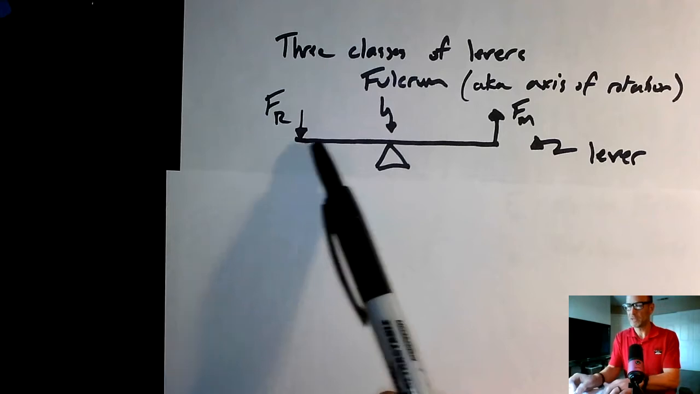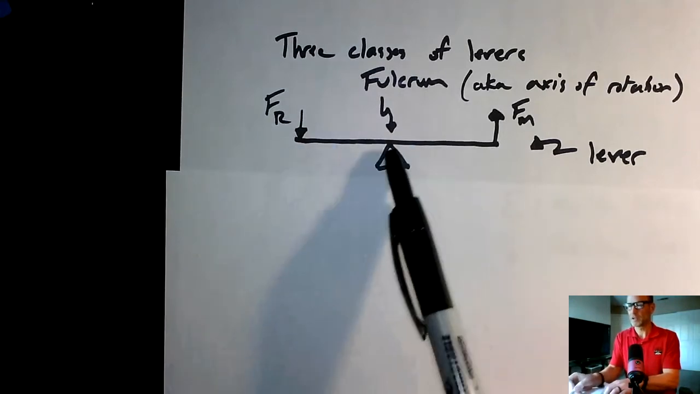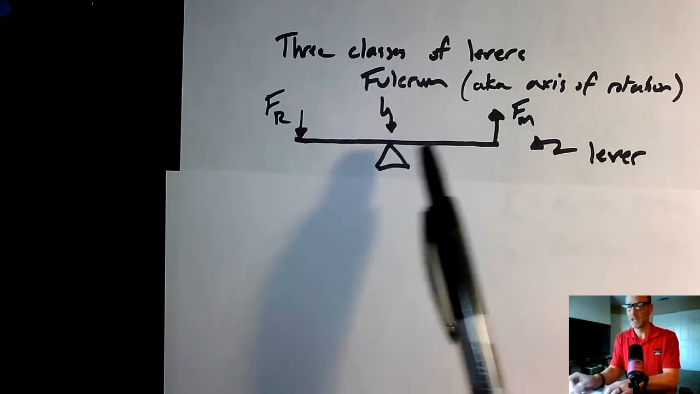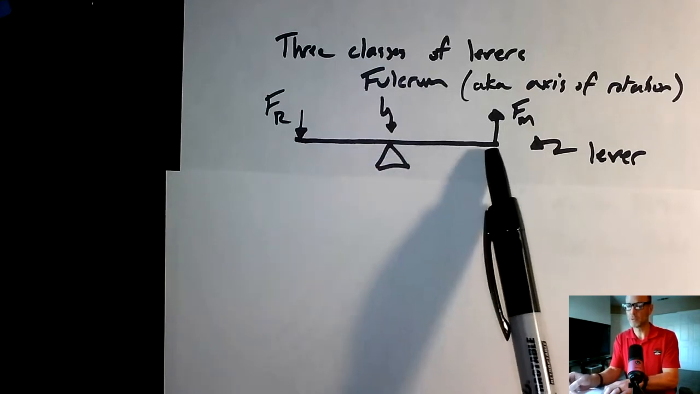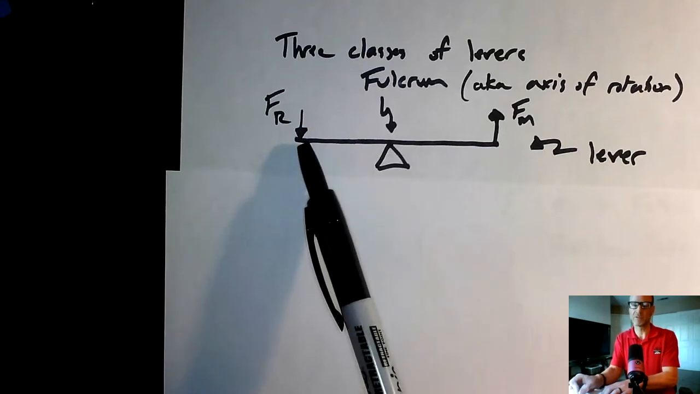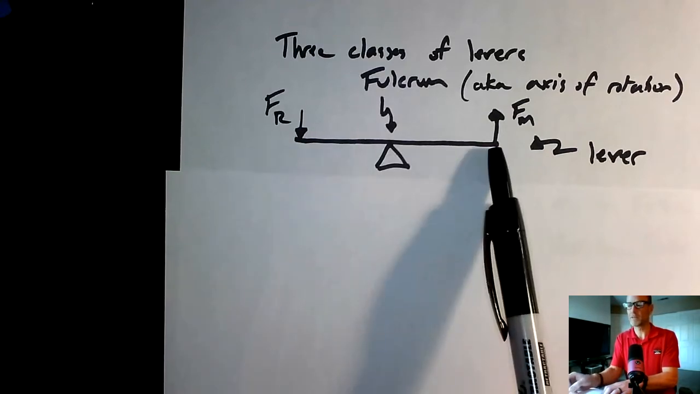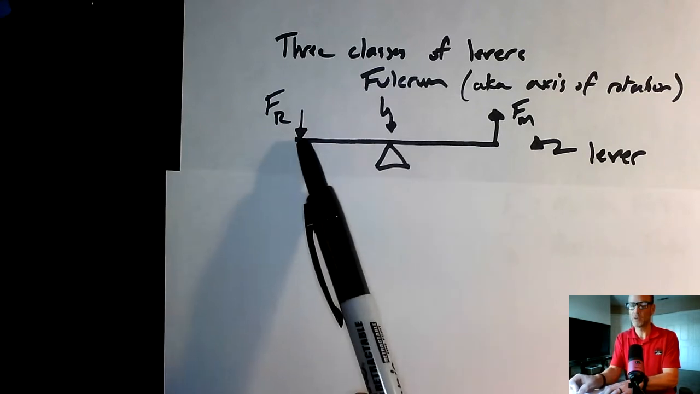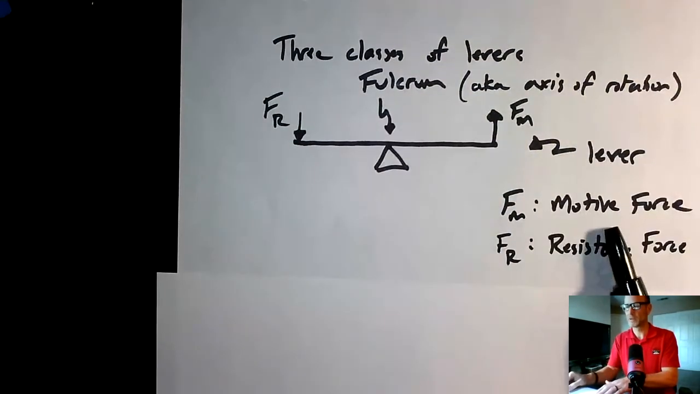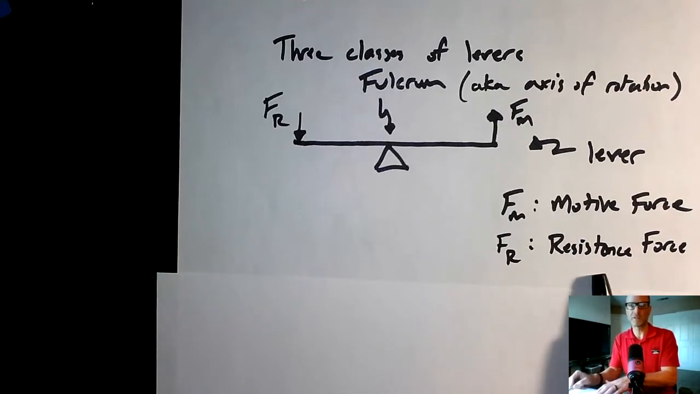I'm going to draw a lever arm. I'm going to draw this triangle representing the axis of rotation, or fulcrum, and then I'm going to draw two forces, one that is tending to cause rotation and one that's resisting rotation. So Fm for motive force, and the other called Fr for resistance force. I've got those labeled right here in the notes. So this is the force trying to cause rotation, and this would be the force resisting rotation.